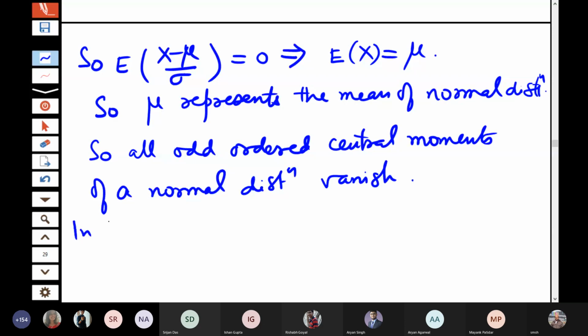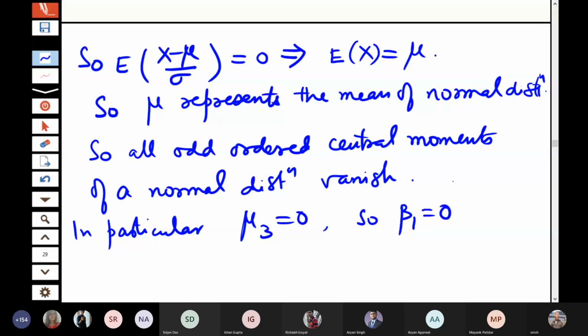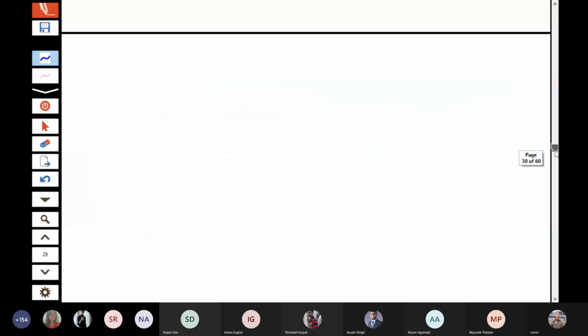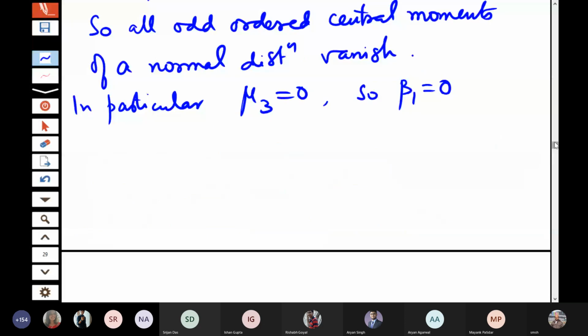In particular, mu3 is 0. So the measure of skewness is also 0. Of course, this is the shape I have shown you, it is perfectly symmetric, so the skewness should be 0. Let us look at now for k is equal to 2m.